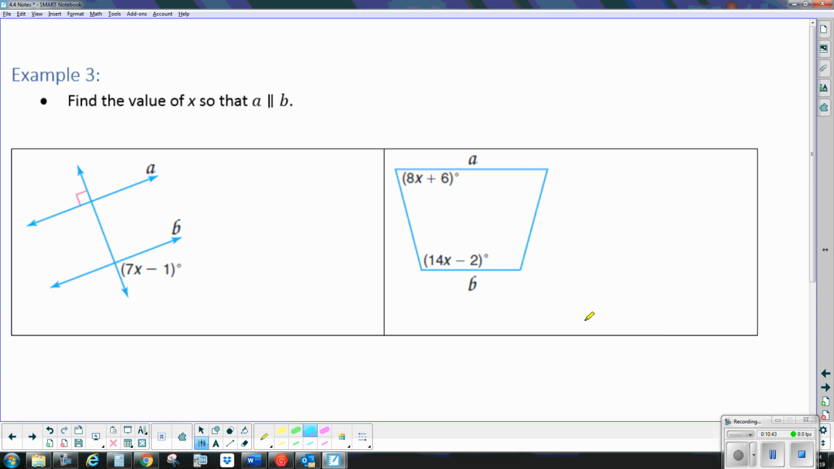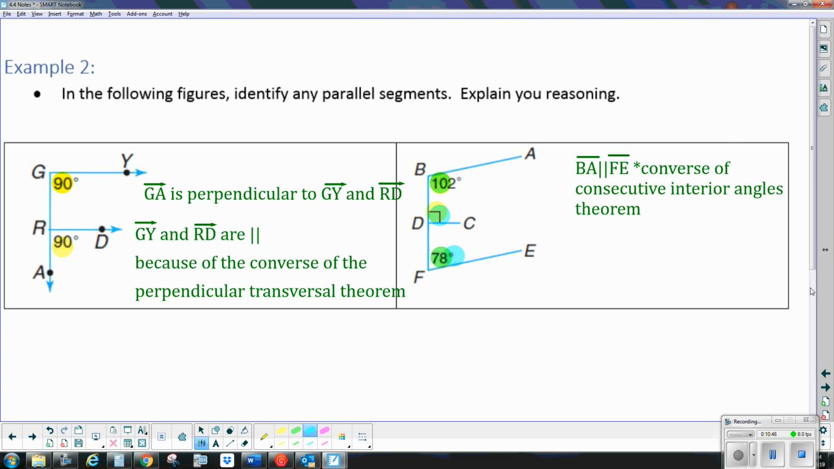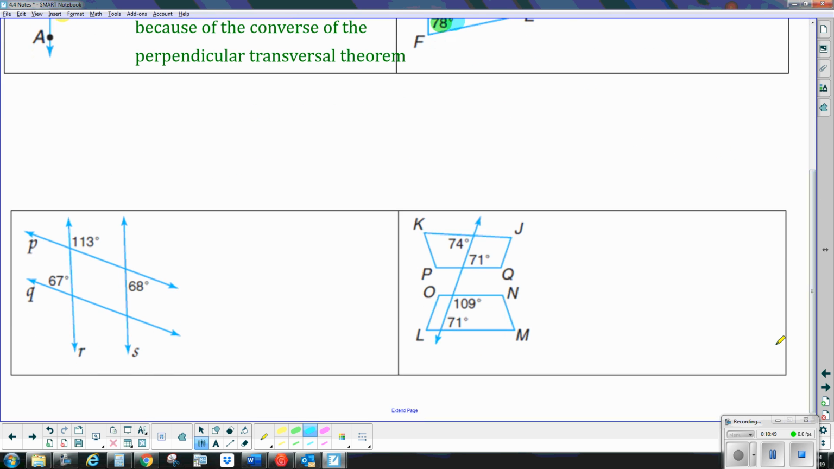Okay, let's look at the next couple examples. So here we're going to have to do a little bit of digging. So we might have to use a couple different theorems. The first thing that I'm going to look at is all angles that would be congruent to that 113 degrees, if the lines are parallel. And if the lines are parallel, then this angle right here will be 113 degrees because it would be a corresponding angle.